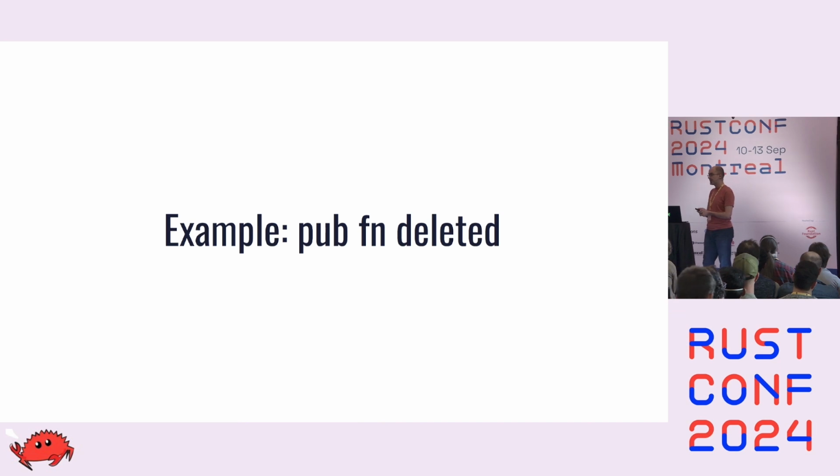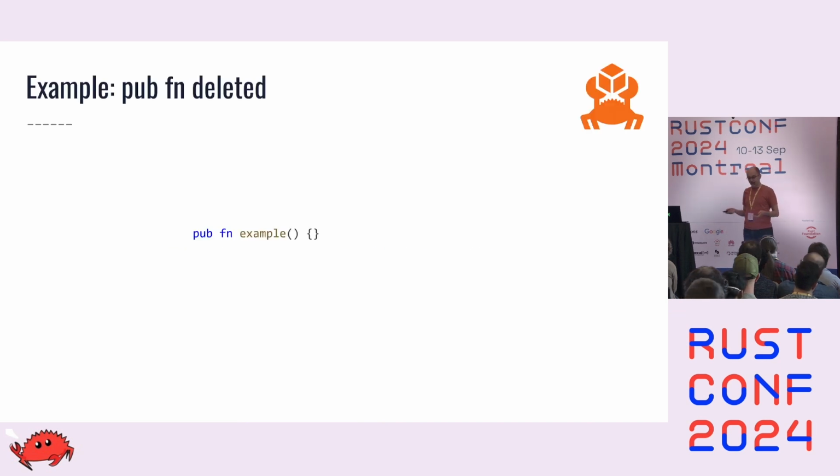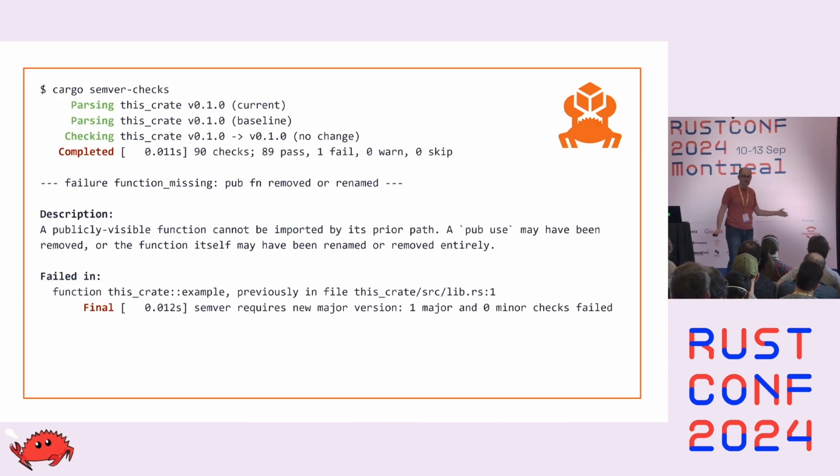And in order for us to build some empathy about why this keeps happening, I'd like to walk you through a couple of examples. The first one is super straightforward. We have a crate that has a public function at top level called example, and one day that public function just gets deleted. Super straightforward, obvious breaking change, and if we run cargo-semver-checks, it will tell us as much. It will say this function is missing, it can't be imported by its prior path, and it's the example function on line 1 of this lib.rs file.